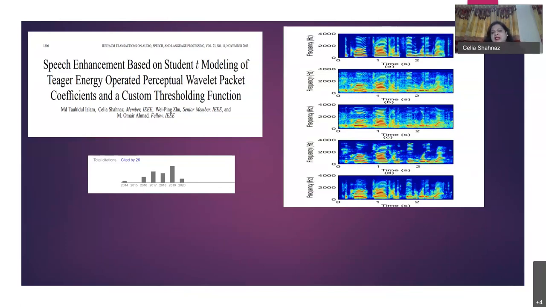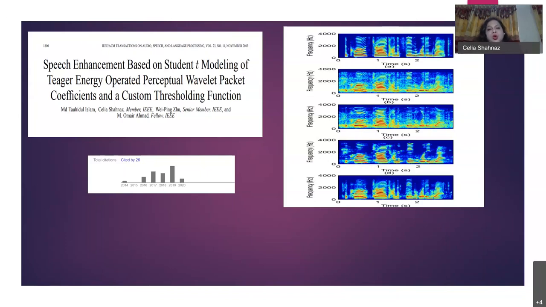You can see the blue curves at the top show the actual pattern of the speech that can be obtained in the clean condition. But if you see the last one, that is our proposed method, we are able to track the fundamental frequency better compared to the other three given in the middle. And it has been cited by 26 people since it was published in 2014 in IEEE Transactions on Audio, Speech and Language Processing.